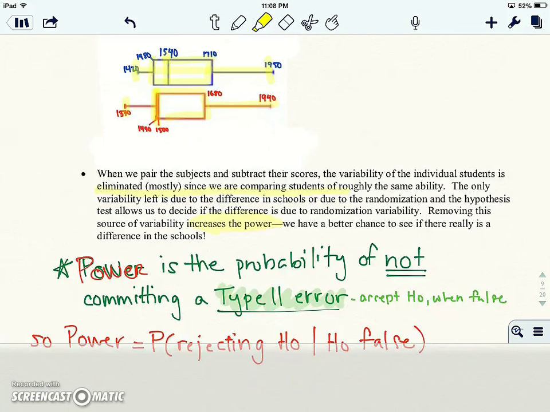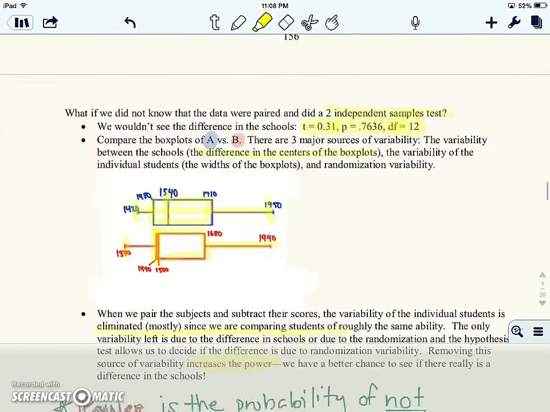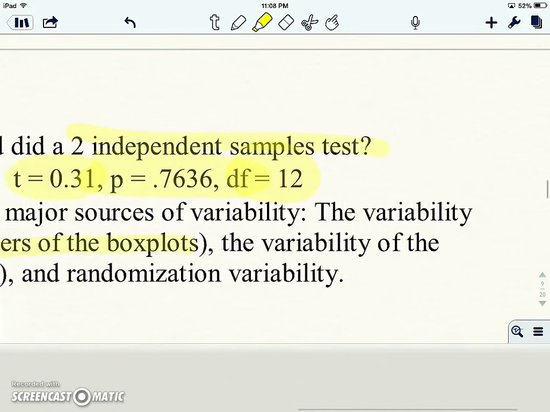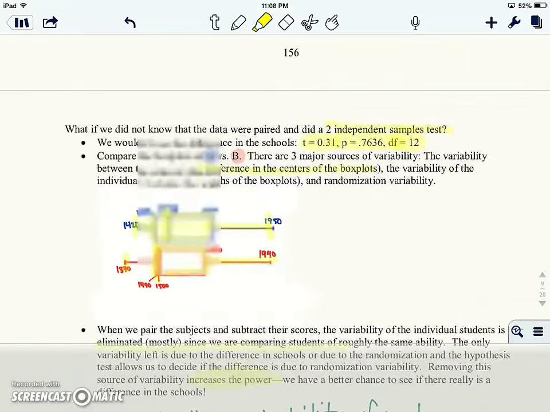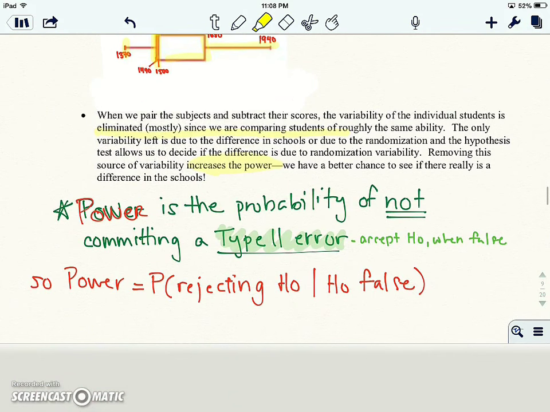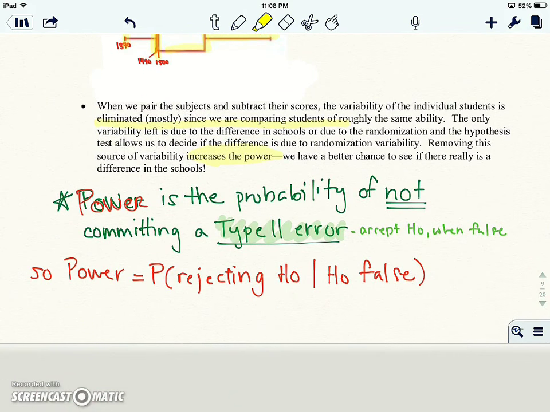Remember, power is the probability of not committing a type 2 error. That means accepting the null when it's actually false, or in this case, accepting that the schools are the same, which we would do with a p-value of 76.36%, when actually there's a difference between how well the schools prepare the kids. So to reiterate, the power of a test is the probability of rejecting the null hypothesis given that the null is actually false, so we make the right decision.